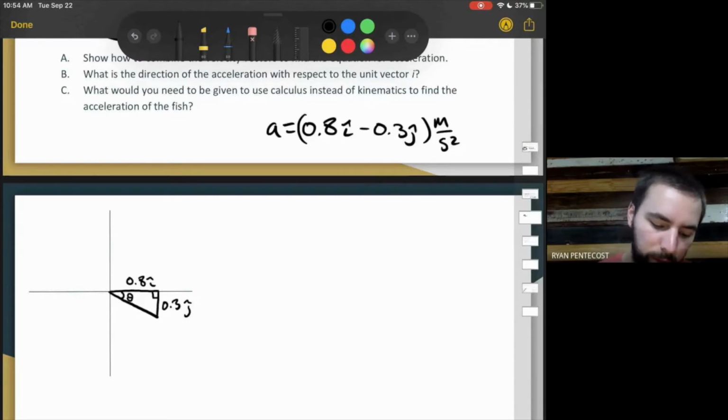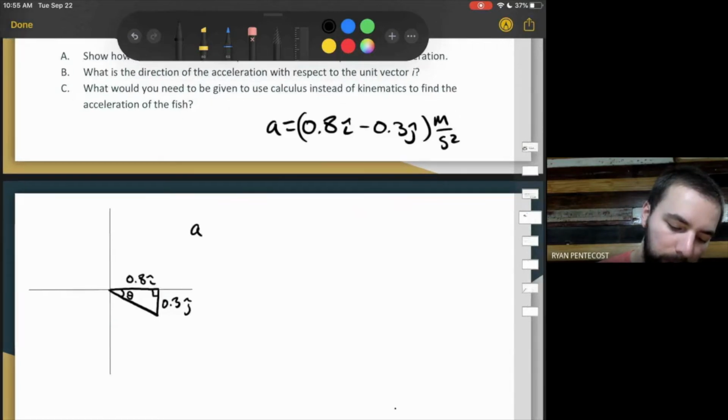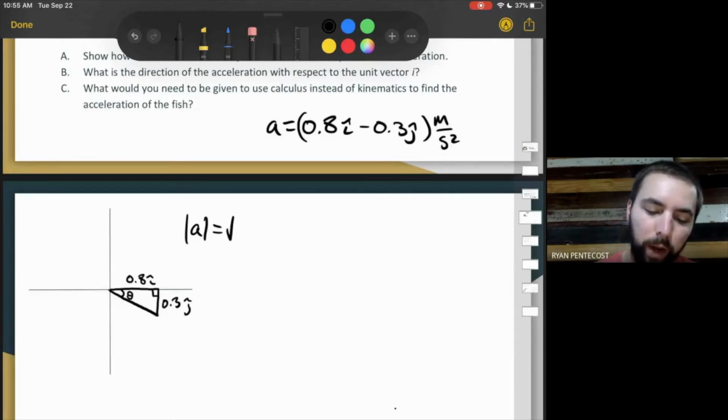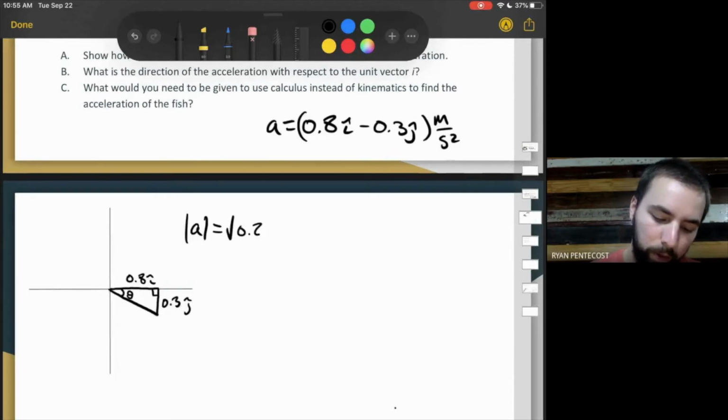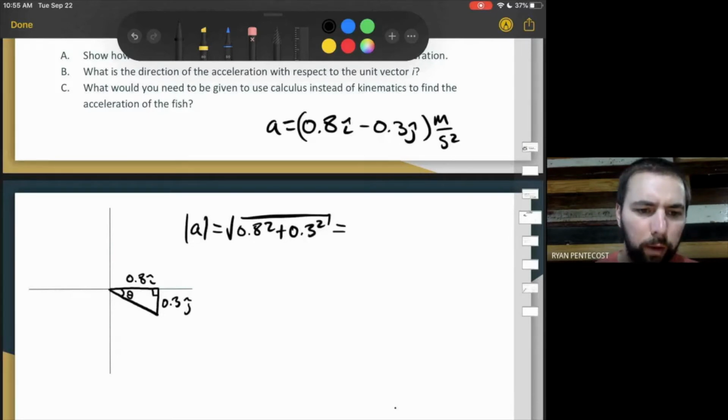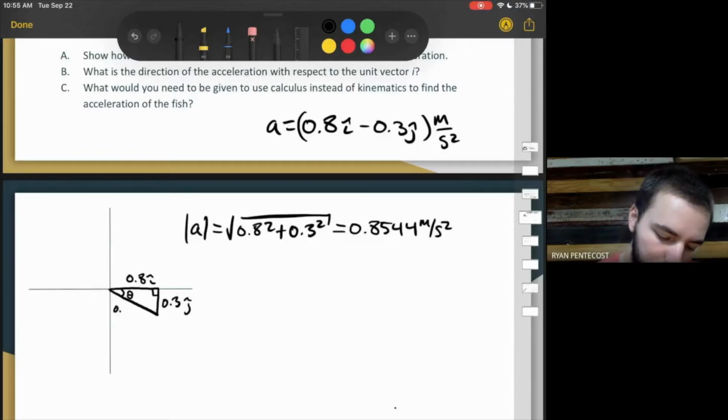That makes everything easier. If we need that angle, what we can do is we can find the magnitude of acceleration by doing the square root of i squared plus j squared, basically Pythagorean theorem that, right? So we have 0.8 squared plus 0.3 squared. That should come out to 0.8544 meters per second squared, right? So that is our magnitude along the acceleration vector. That's how long it is.